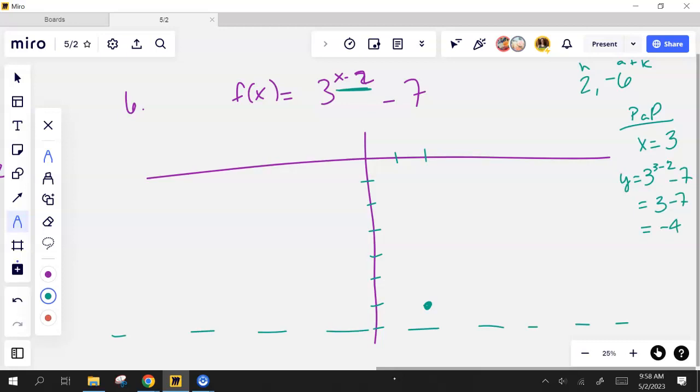Sometimes it's just not going to be feasible, like if you get 35 for your y-intercept. But yeah. All right, I got 3, -4. I'm going to go with that. That's fine.